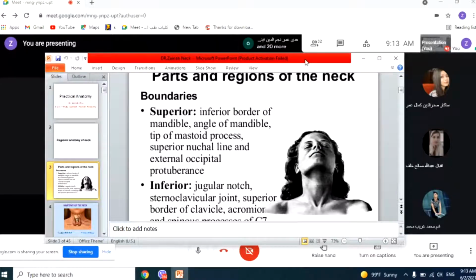What is the function? It connects the head to the rest of the body, and it provides the mobility and movement of the head. So the mobility and movement of the head is provided by the neck. The head can move, flex, and turn around. It's done by using the neck.